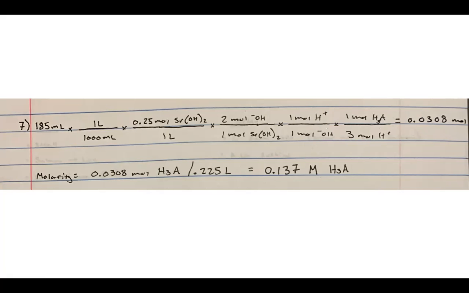0.0308 moles. And they ask you what's the molarity. To find the molarity, you take moles of acid, which we just solved for, and divide it by the volume of acid, which they told you was 225 milliliters, which is 0.225 liters. And this tells you that your solution was 0.137 molar triprotic acid.